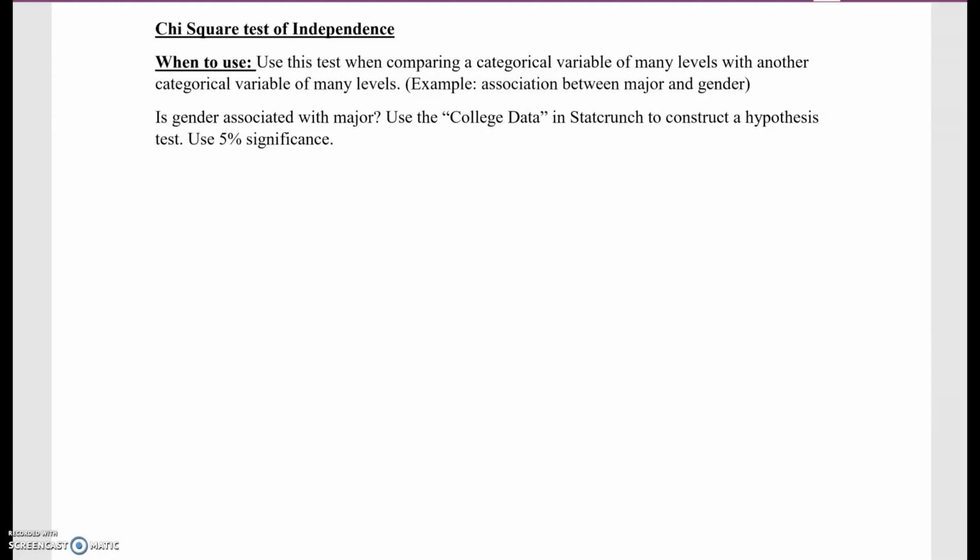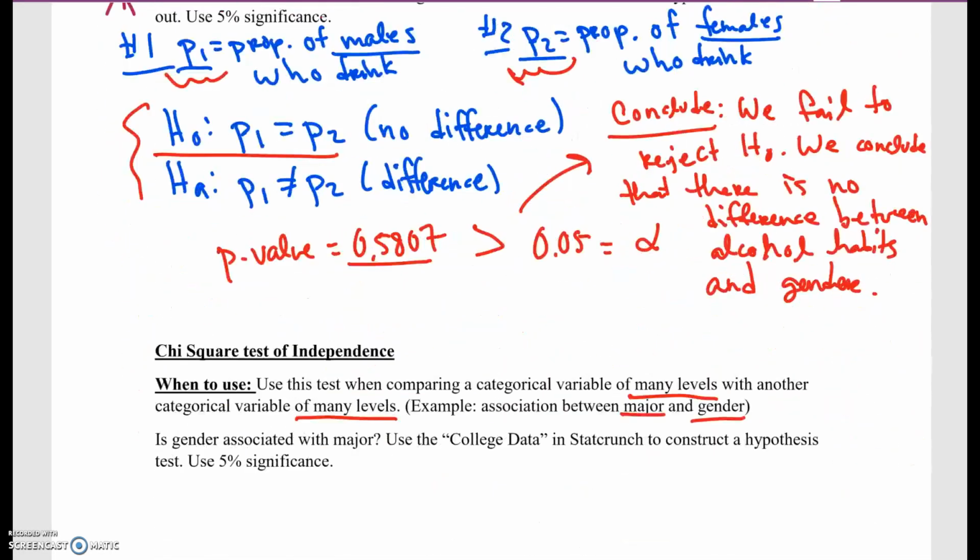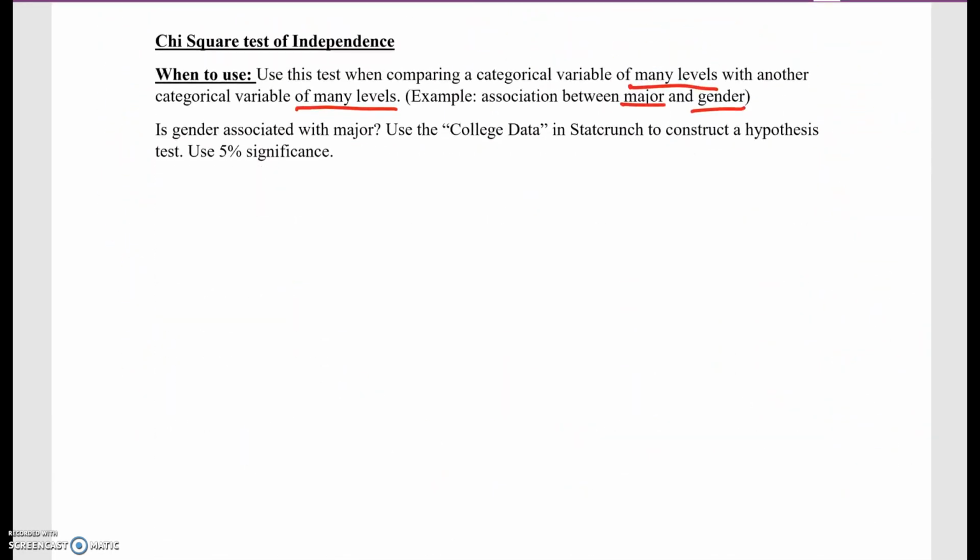So this is the chi-squared test of independence. A lot of you guys are actually going to use this one. We use this test when comparing a categorical variable of many levels with another categorical variable of many levels. This can be major and gender, because there are a lot of majors, and gender, if you have females, males, and other, has multiple categories. This is basically just the extension of the Z test for proportions.